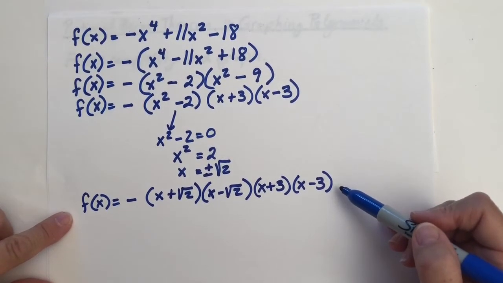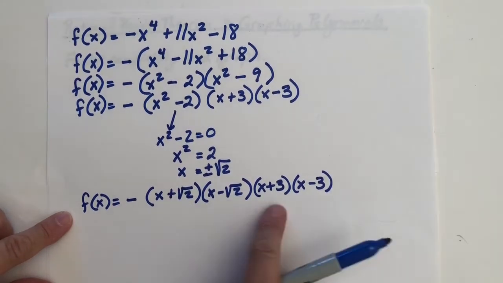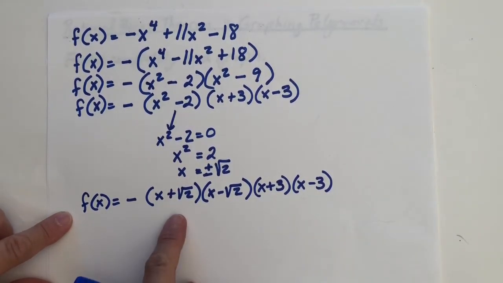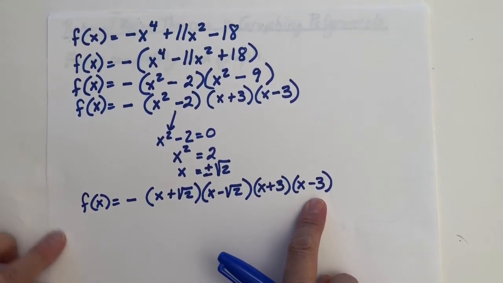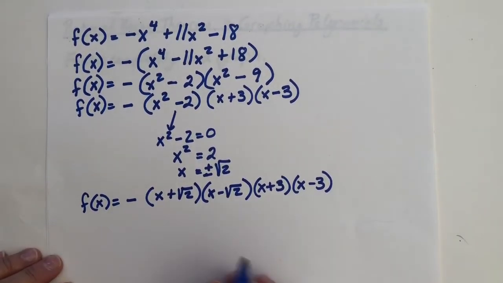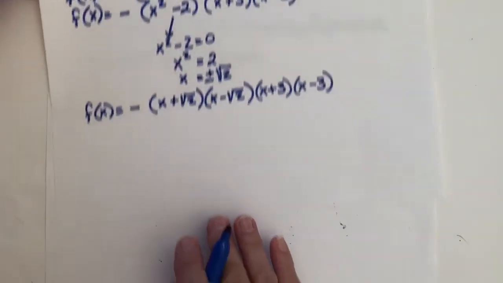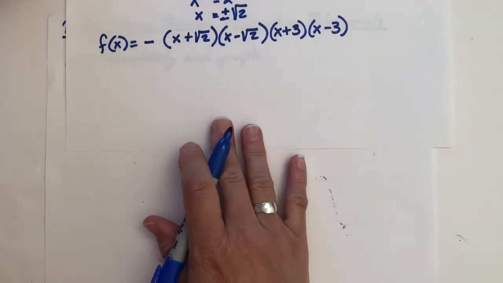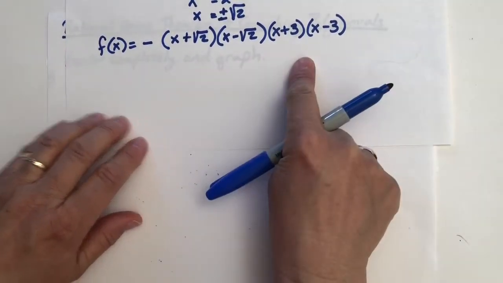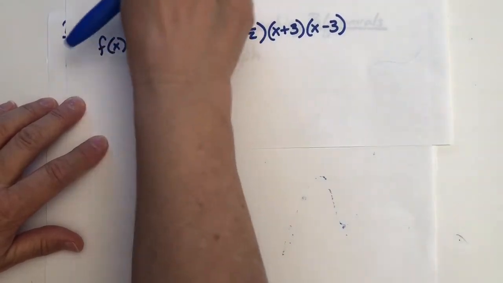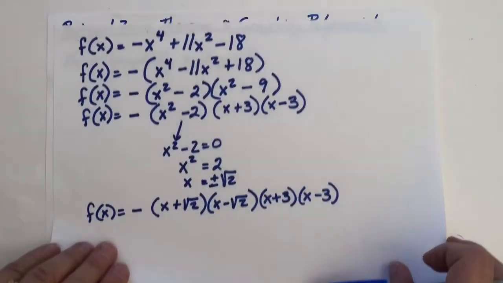And now, notice our zeros are very clear. Negative square root of 2, positive square root of 2, negative 3 and positive 3. And we can come up with our graph pretty easily. I'm going to slide this up a little bit so we won't see the top part. But let's do a respectable graph for this particular problem. Notice it was, let me bring it back down for just a moment.